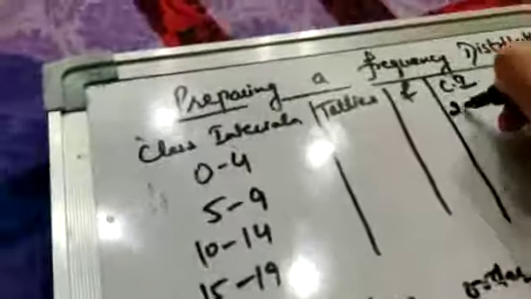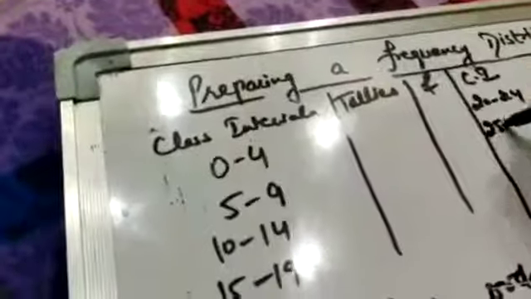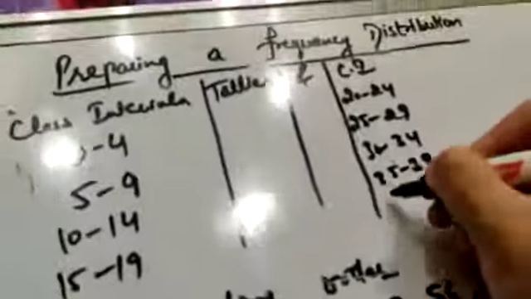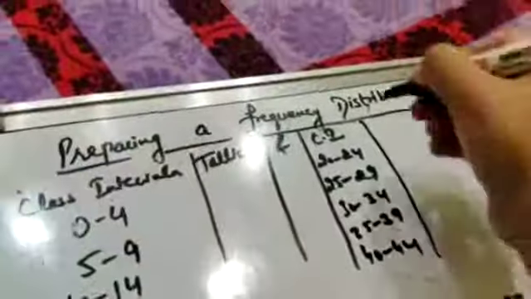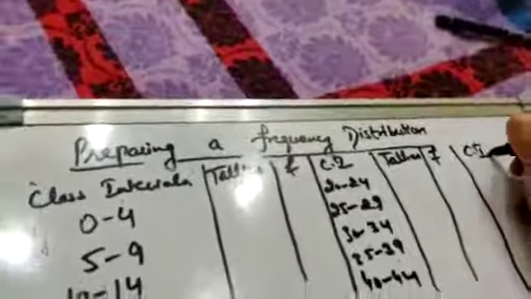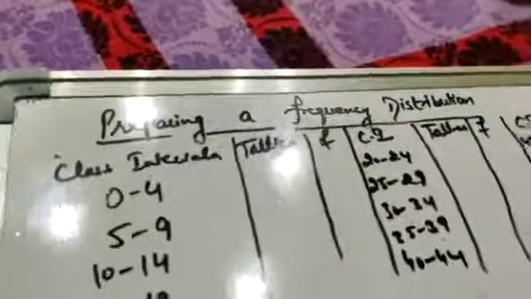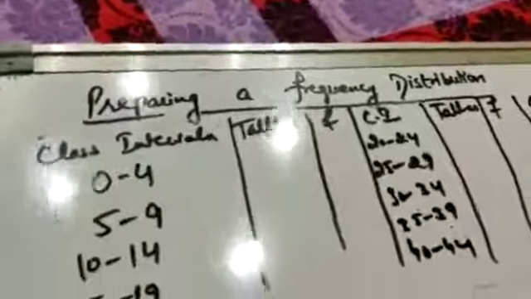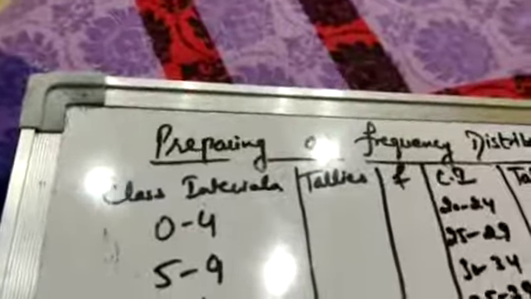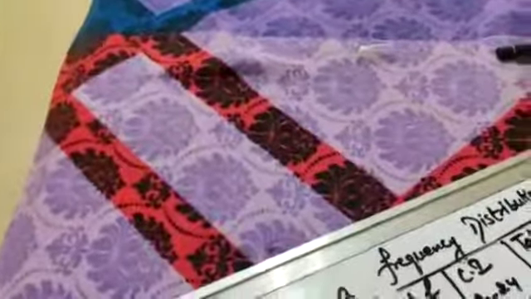and again class intervals. After 19 what will we get? 20 to 24, then 25 to 29, 30 to 34, 35 to 39, 40 to 44, and again I am writing class intervals: 45 to 49, 50 to 54, 55 to 59, 60 to 64, 65 to 69, and 70 to 74, because we have 72 as the last value, right?